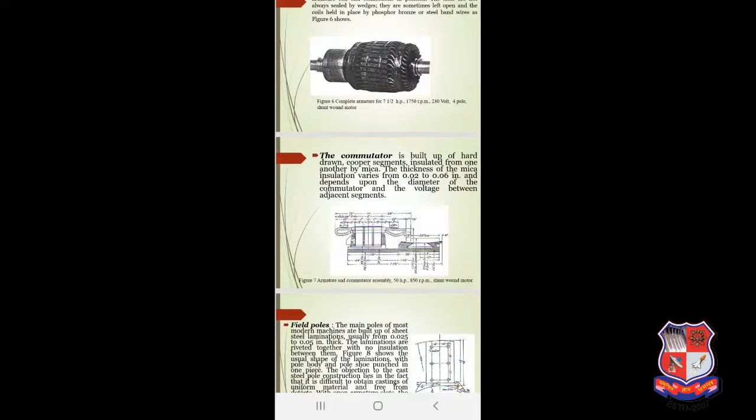Now we talk about the commutator. The commutator is built up of hard drawn copper segments insulated from one another by mica. So it is insulated by mica material. The thickness of the mica insulation varies from 0.02 to 0.06 and depends upon the diameter of the commutator and the voltage between adjacent segments.